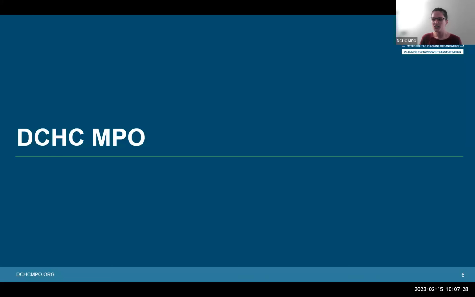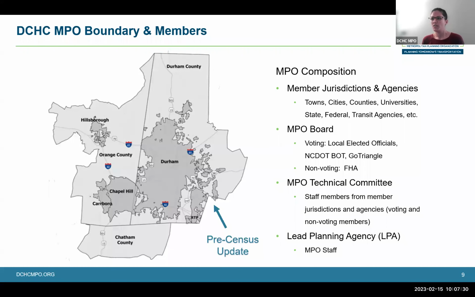So for the DCHC MPO, this is the boundary as it stands, again, before pre-census. So you'll see some updates coming in the next few months for a new map. But essentially, the MPO boundaries are Durham County, as well as part of Chatham County and part of Orange County.